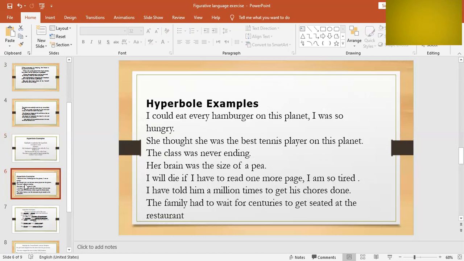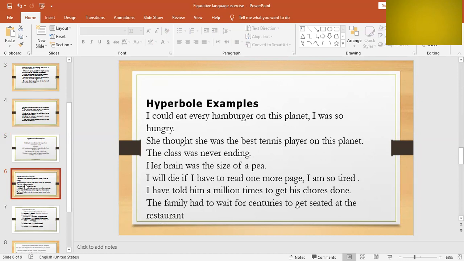Okay. Slide 6. Also, hyperbole example. I could eat every hamburger on this planet, on the earth. I was so hungry. Nobody can do that. It's a matter of exaggeration, but I can imagine his hunger.